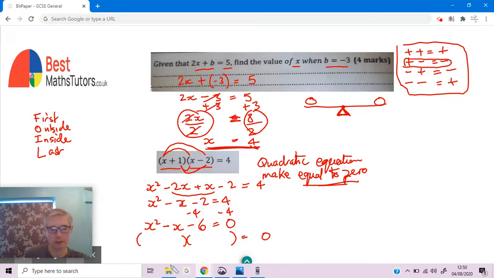So we're looking at the beginning of each bracket, we've got to have something that will multiply together to make x squared, and that's going to be x and x, because we can see that if we multiplied them out, then the x and the x would give us x squared. And then the final term has to multiply to make minus 6.